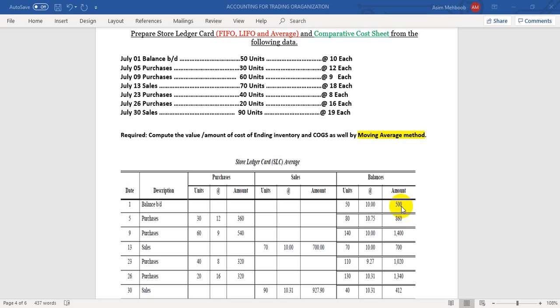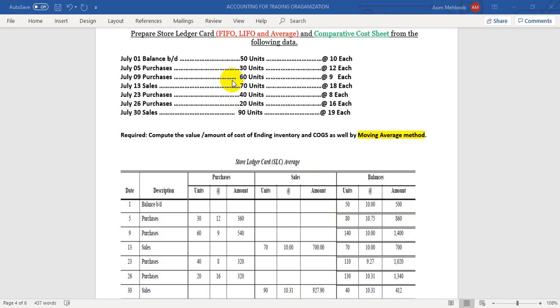The total amount of 50 units was 500 and the 30 units is 360. So 500 plus 360 becomes 860. Now you get this one and you get this one. How do you find this one? 860 divided by 80. So it's a unit price. How can we calculate the unit price? The formula is total cost divided by total units. So 860 divided by 80 units becomes 10.75.